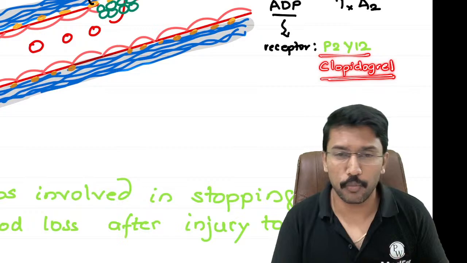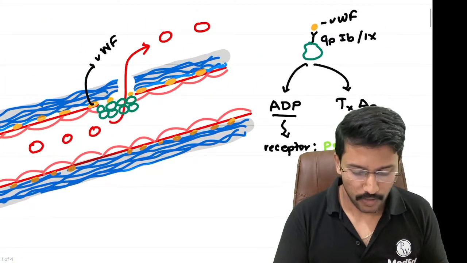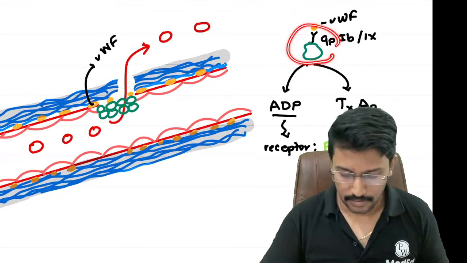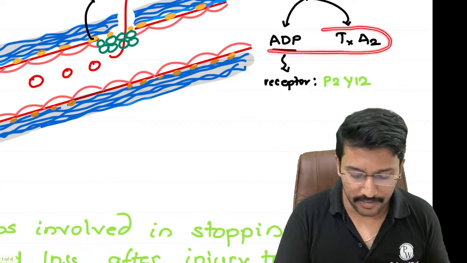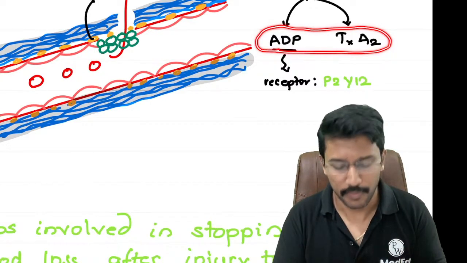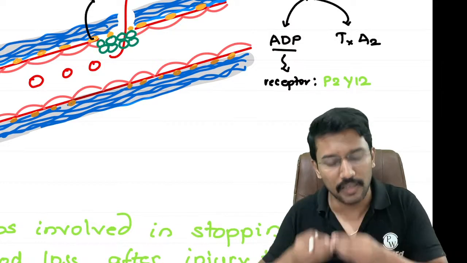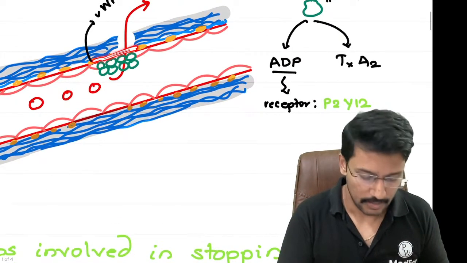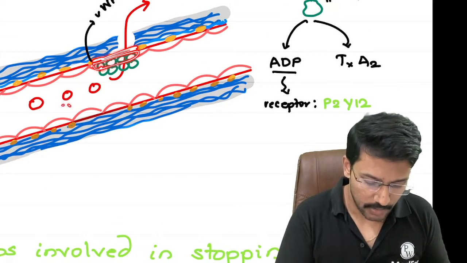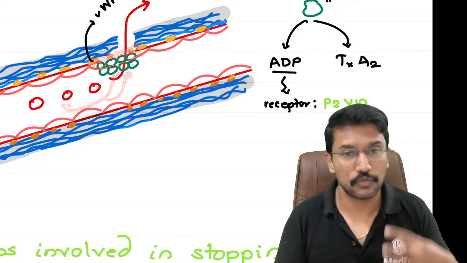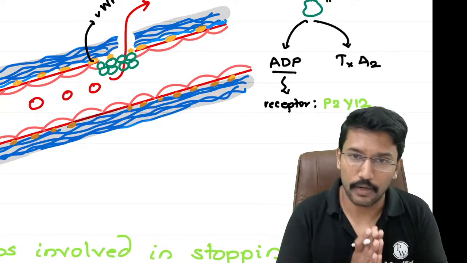So if I give someone clopidogrel, what happens? First, adhesion is unaffected, right? Secretion of the attractant chemical messengers is unaffected. But this ADP will not be able to bind to the platelet, so it will not be able to bring the platelets to the site of injury. Initial adhesion will happen, but further recruitment of platelets for the formation of the platelet plug will not happen.